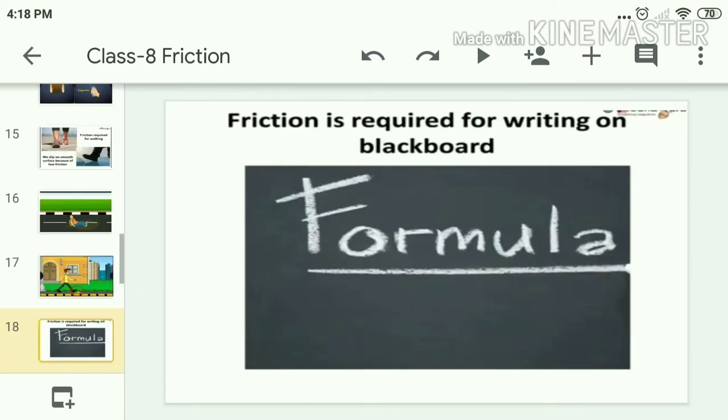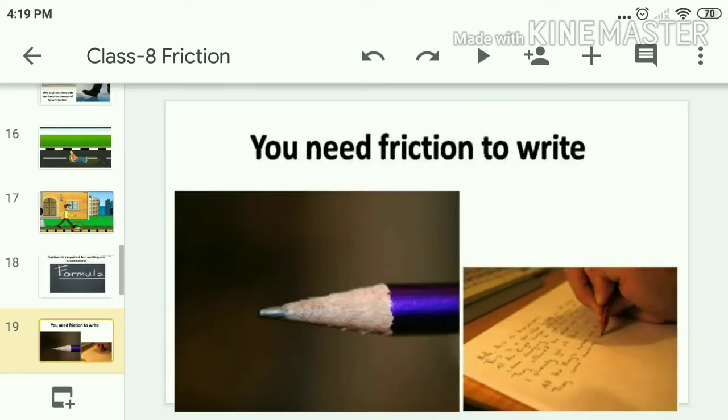Now, is it easy to write without friction? No. Just try to write on a smooth surface. You are not able to write, because friction is required for writing, which requires a rough surface. For example, can you write on a polythene paper with a pencil or pen? No. You can write with a pen or pencil on rough paper. That means the surface should be rougher than the polythene surface. Then only can you write with a pen or pencil on it.